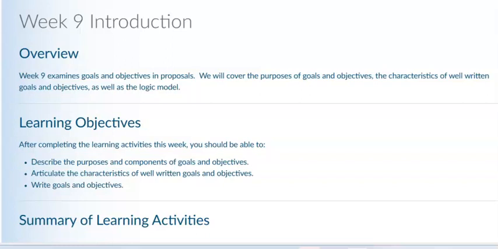Describe the purposes and components of goals and objectives. Articulate the characteristics of well-written goals and objectives, and to write goals and objectives.